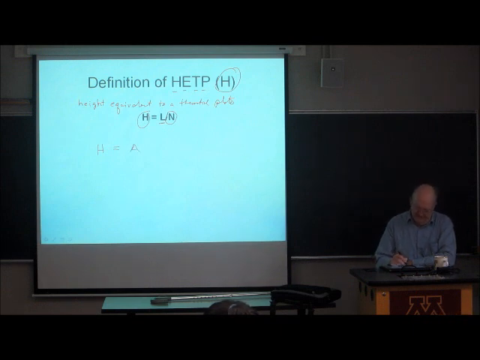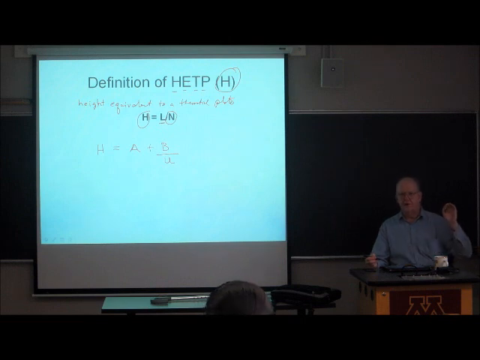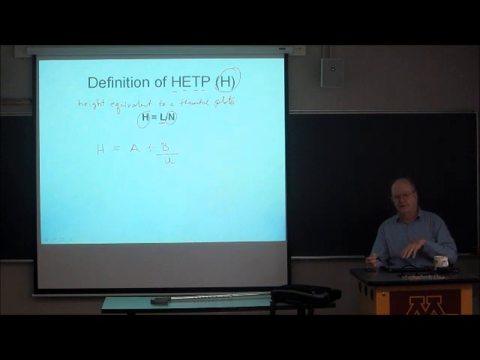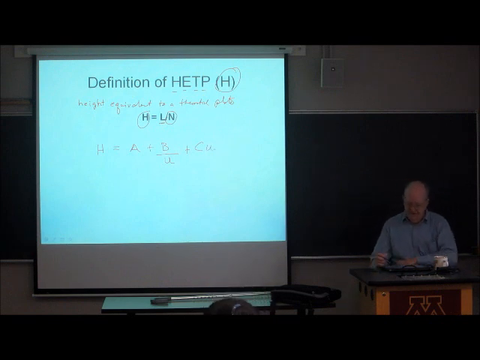Big A is a constant, big B is a constant, the velocity U, that's the velocity of the mobile phase as it moves through the column. If you want, you could substitute the flow rate for a given column. You could substitute the flow rate for the velocity if you wanted to. Plus C, another constant, times the velocity.